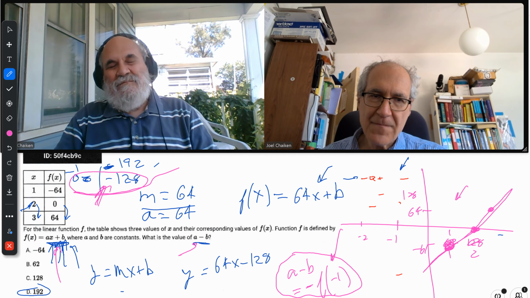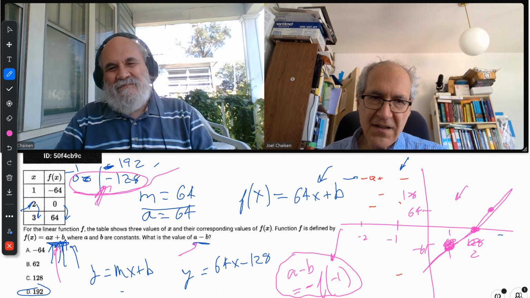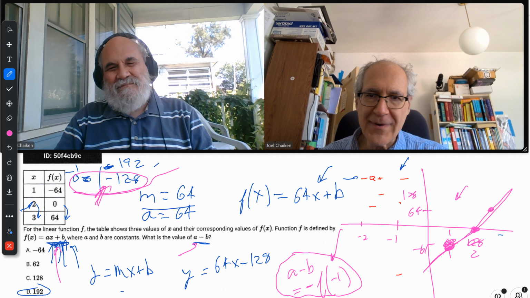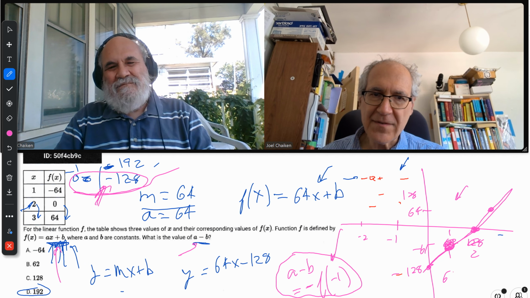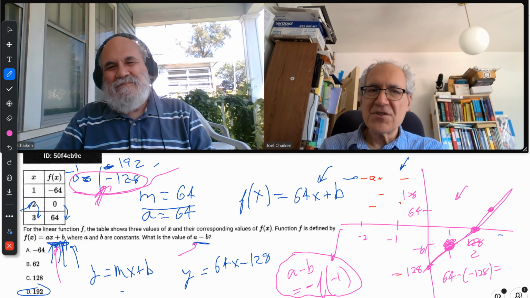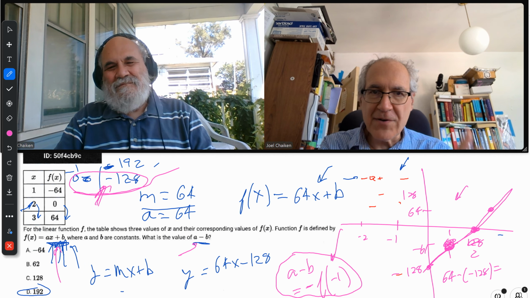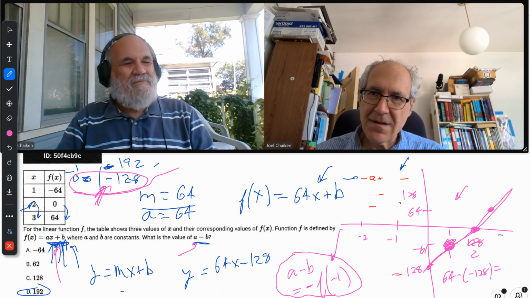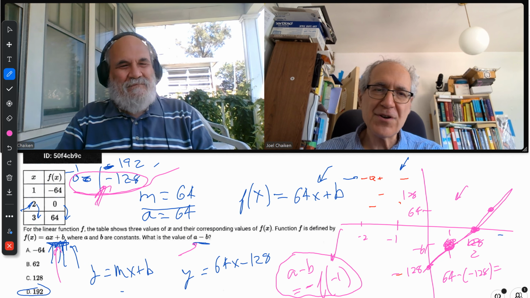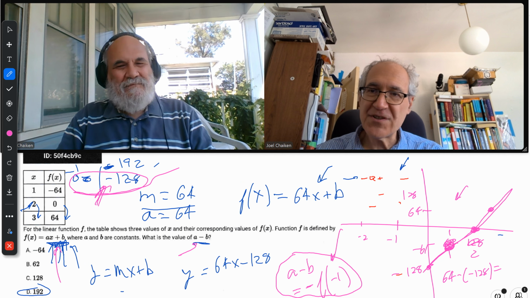That's important. And then the b is the y-intercept. You could see immediately that this is negative 128. And a is the slope. So it's 64 minus 128. Wow, look at that. Just writing a rough graph. Boom. That may be the fastest way to do it. Doing a rough graph doesn't hurt. That was really efficient. That was fast, wasn't it?